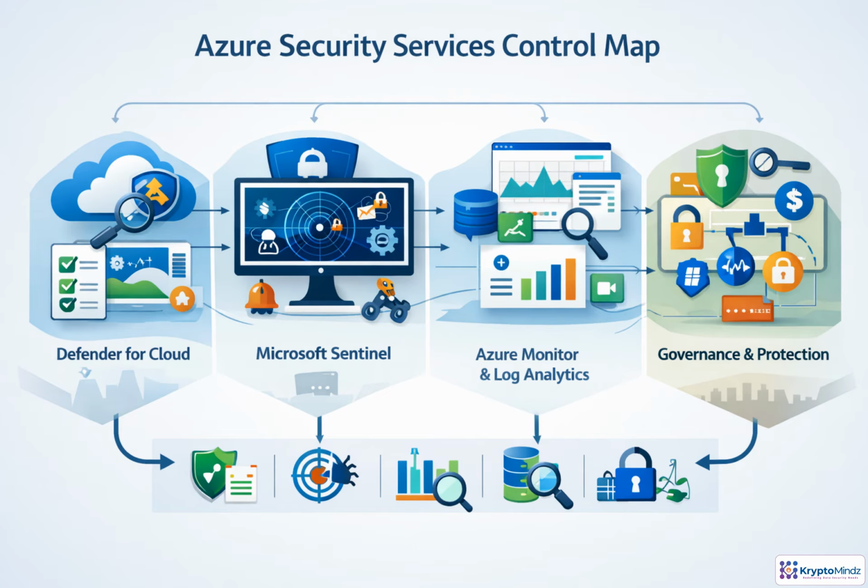Each Azure security service implements specific controls, not just more security. Defender for Cloud maps to posture management controls. It checks configurations and drives hardening. Sentinel maps to detection and response: SIEM, SOAR, investigation, and automation. Azure Monitor and Log Analytics map to logging and monitoring controls. Azure Policy, Key Vault, private networking, and managed identities map to governance, secrets, isolation, and identity controls that enforce your security and privacy architecture.